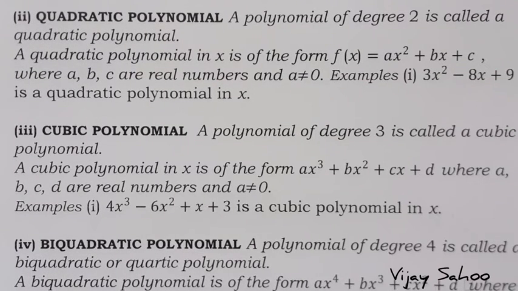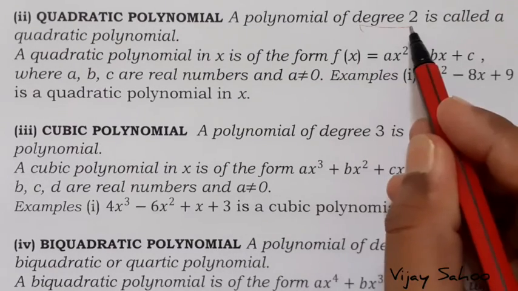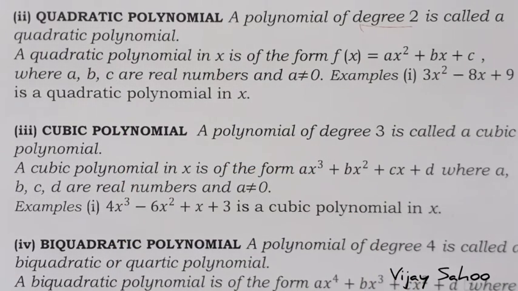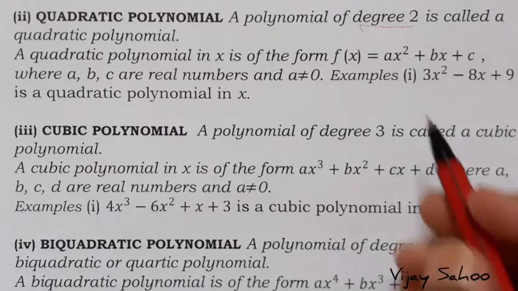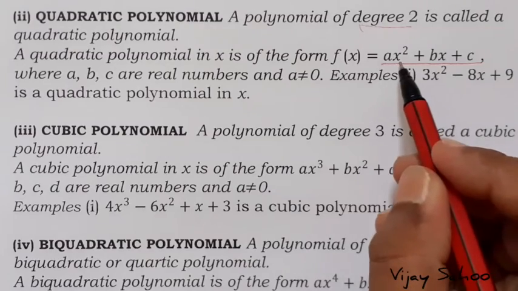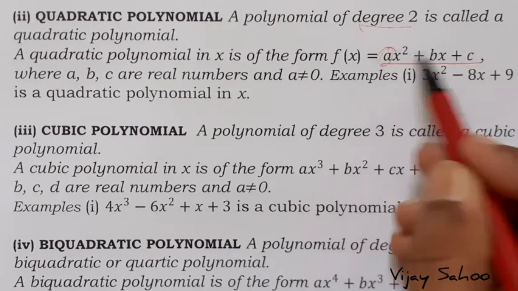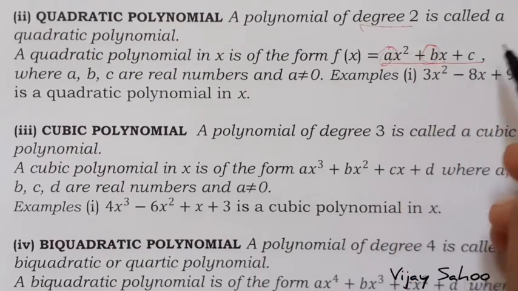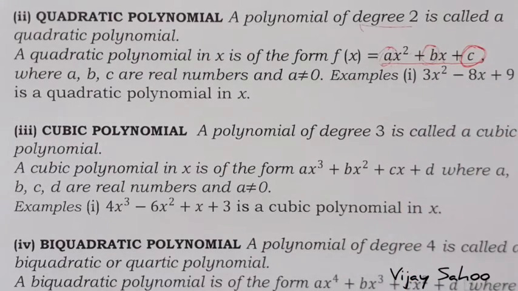Next is quadratic polynomial. Now you are clear about what is degree. If the degree is 2, then it is called a quadratic polynomial. So it means in our equation the highest power will be 2 and we'll say that it is a quadratic polynomial. Again there is a condition that A should not be equal to 0. You could see that the standard form will be ax square plus bx plus c. Here the term associated with x square will be considered as a, with x will be considered as b, and the constant term will be c over here.